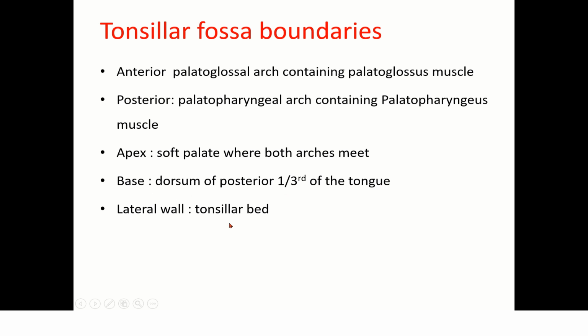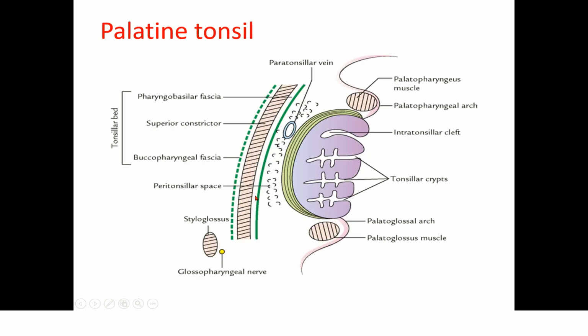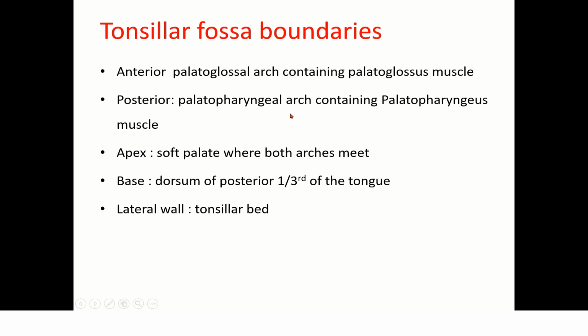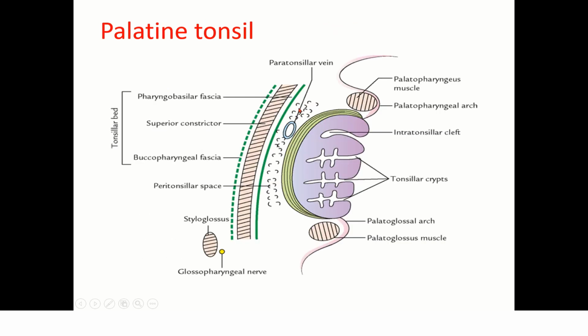The lateral wall is called the tonsillar bed. We have seen it in the earlier picture also. This forms the tonsillar bed. So let us see here. Tonsillar bed from within outwards: pharyngobasilar fascia. You can see here, this is the pharyngobasilar fascia. This is the superior constrictor, and this is the buccopharyngeal fascia.